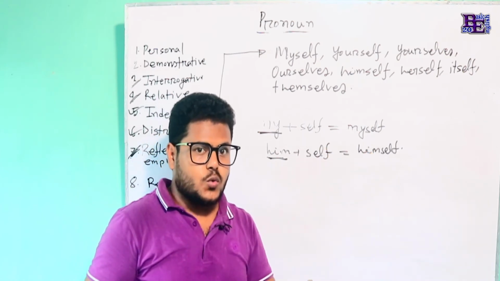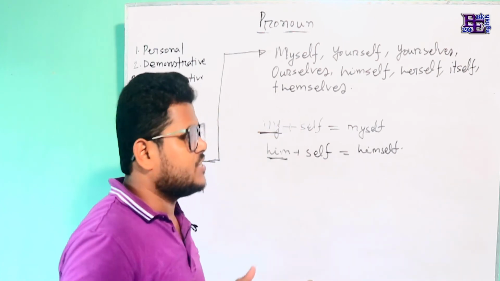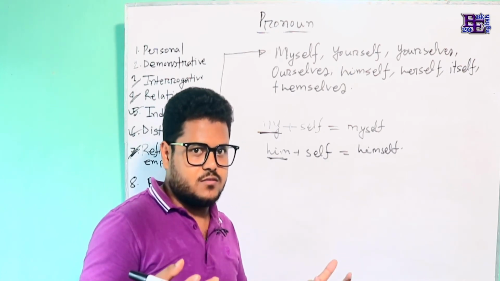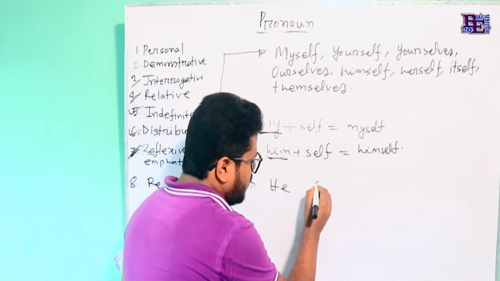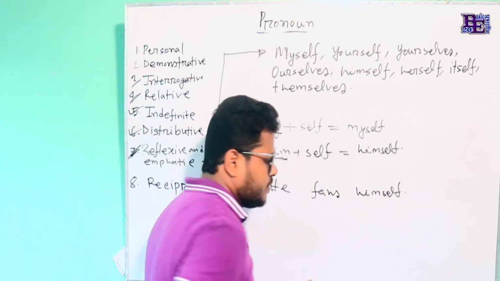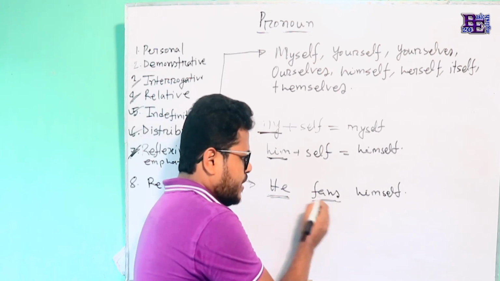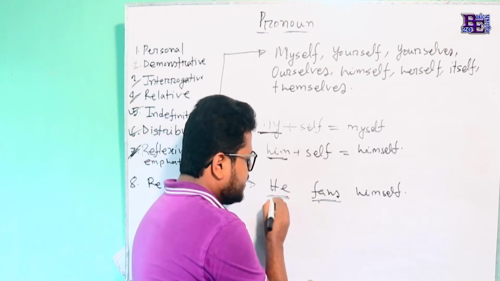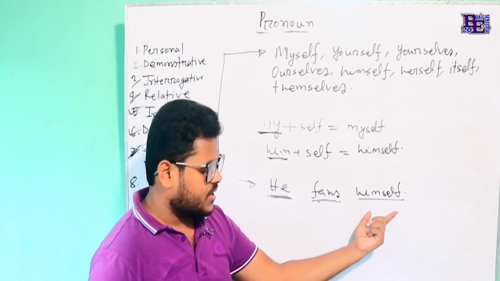So we use them as a reflexive pronoun when the subject and the object refer to the same person. Let's get an example here. If I just write, he fans himself. Okay, you can see this is the subject and this is the verb, and he is doing this thing to whom? To himself. That is, the subject and the object refer to the same person. That's why it has become the reflexive pronoun.